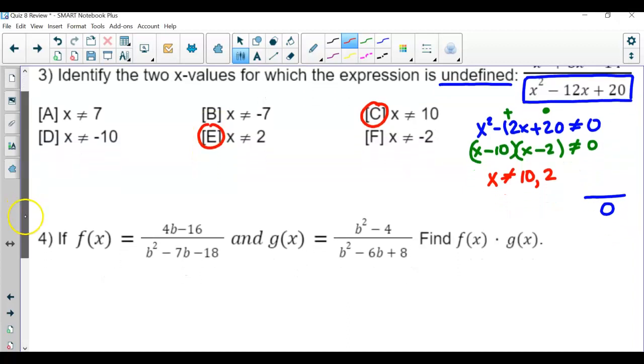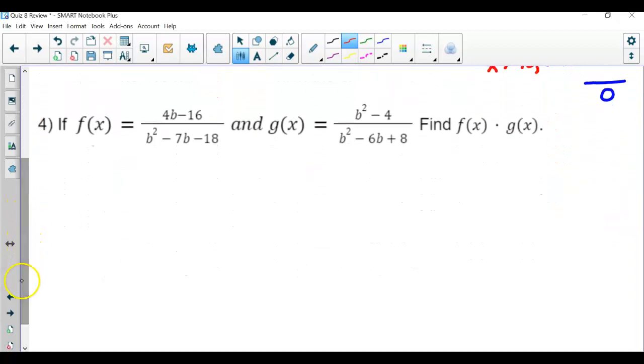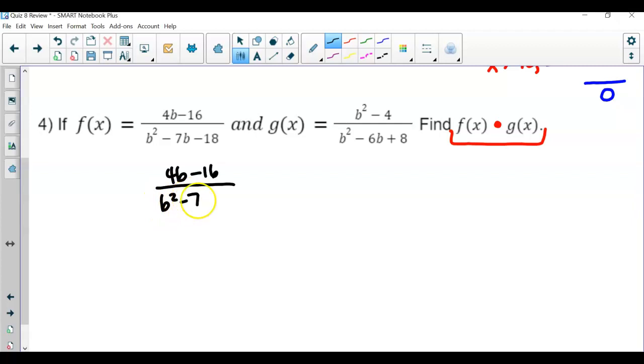Question number 4, this is all in function notation. Notice how here, what are we doing? We're multiplying. So no need for keep, change, flip because it's given to us as a multiplication. So I'm going to go ahead and set this up. So my f of x times my g of x. Again, remember, no need to flip because this is multiplication.